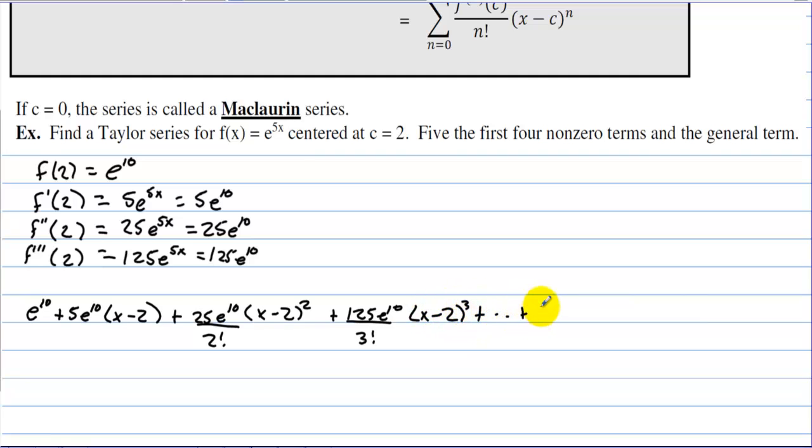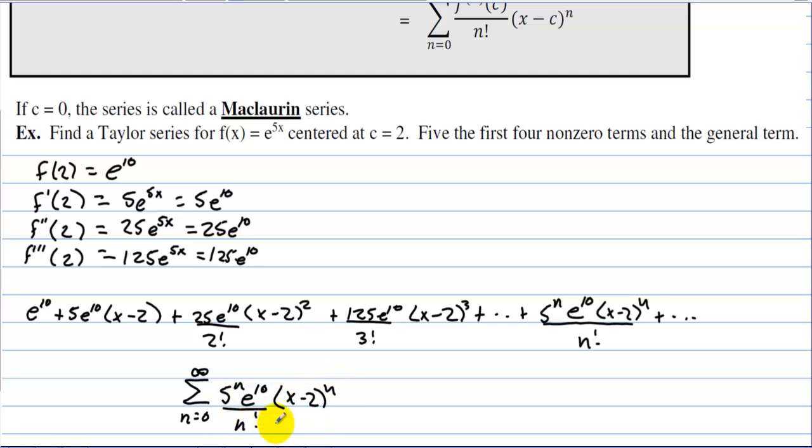And then the general term is 5 to the n times e to the 10th times (x minus 2) to the nth over n factorial, plus dot dot dot. Then when we write this in sigma notation, we'd go from n equals 0 to infinity of 5 to the nth times e to the 10th times (x minus 2) to the nth, all over n factorial.